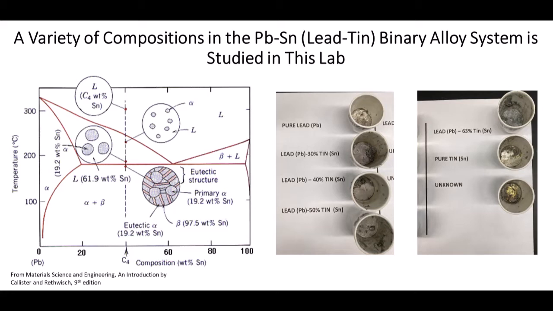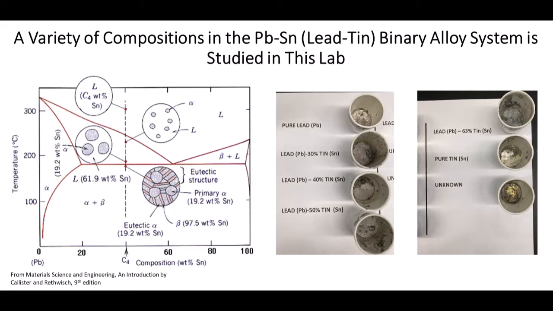Note this point on the phase diagram, which appears as a V created by two converging liquidus curves to an isothermal horizontal line at 183 degrees C. In this lab, we will make measurements for lead-tin alloys across the phase diagram of this binary eutectic system.